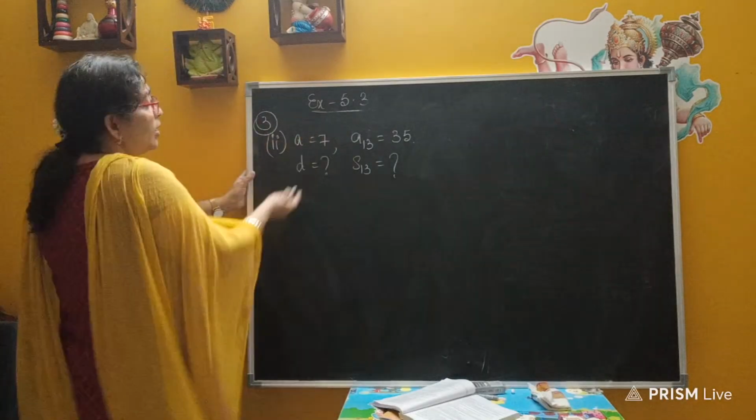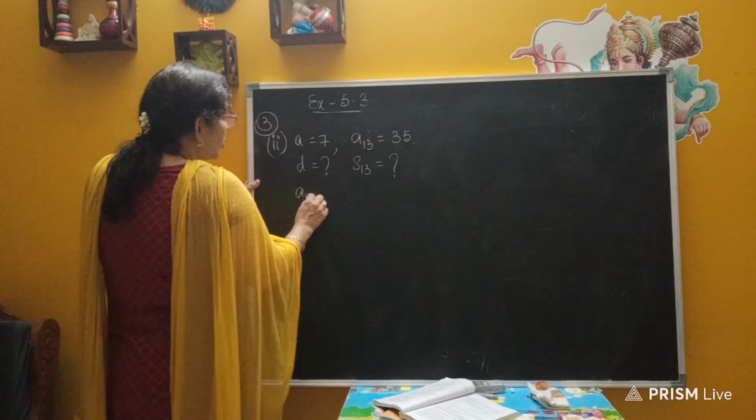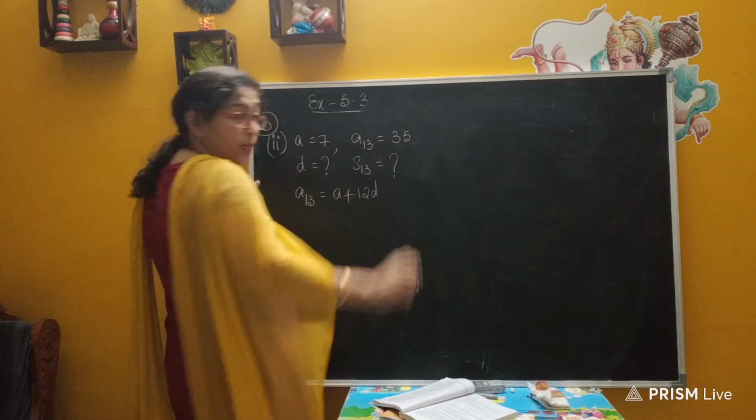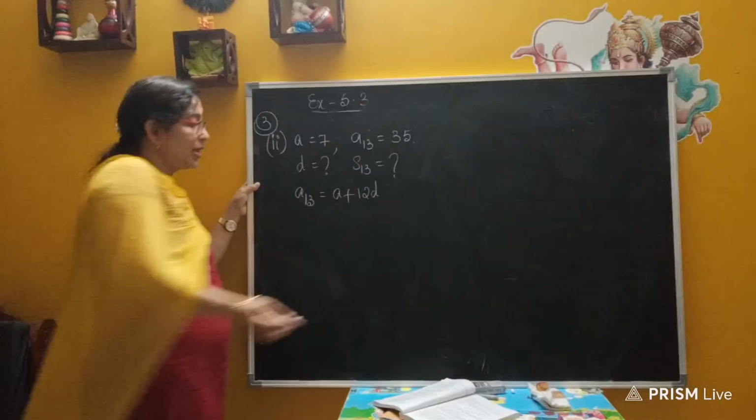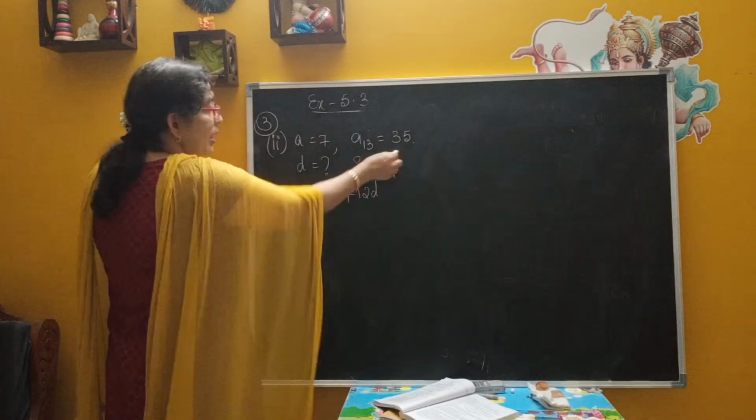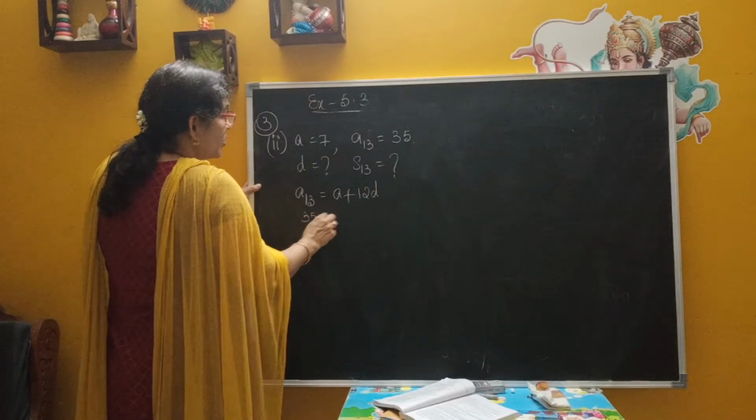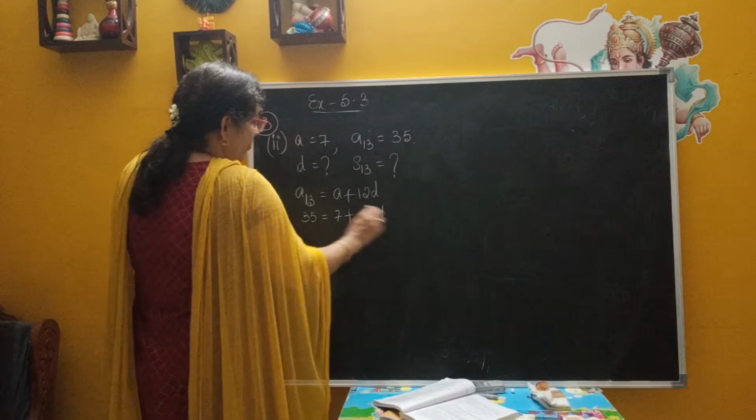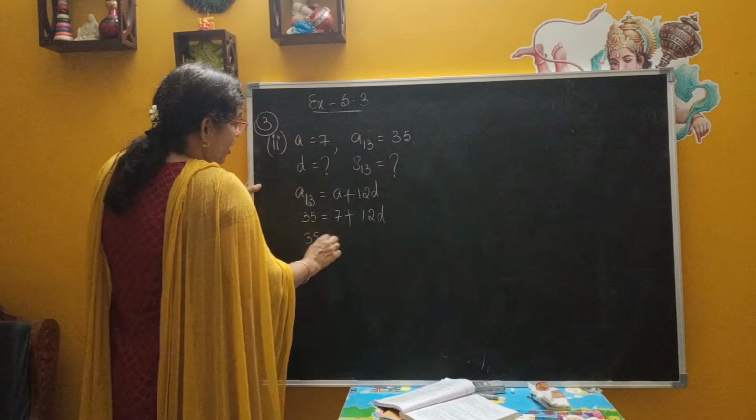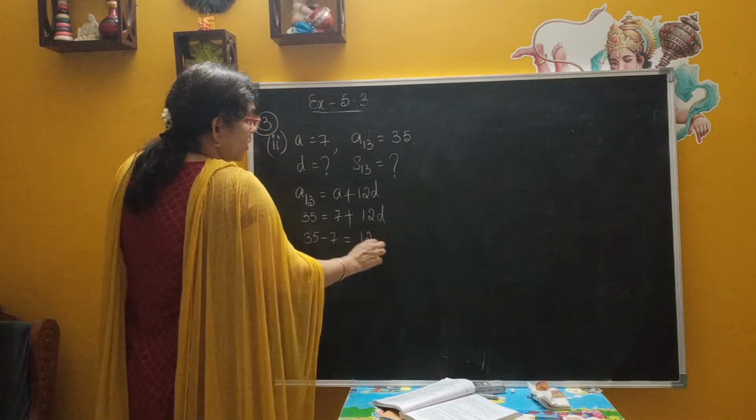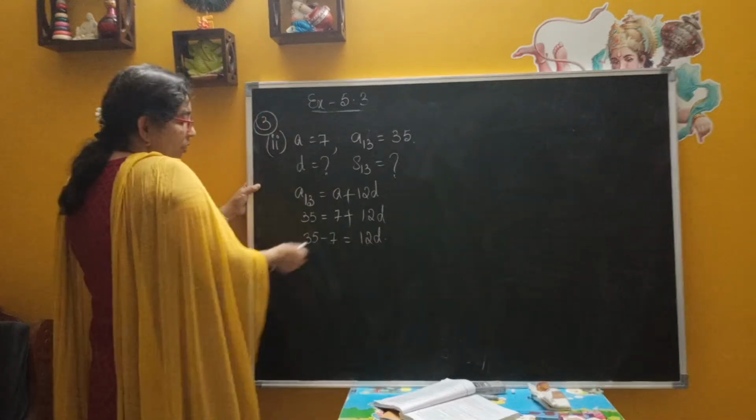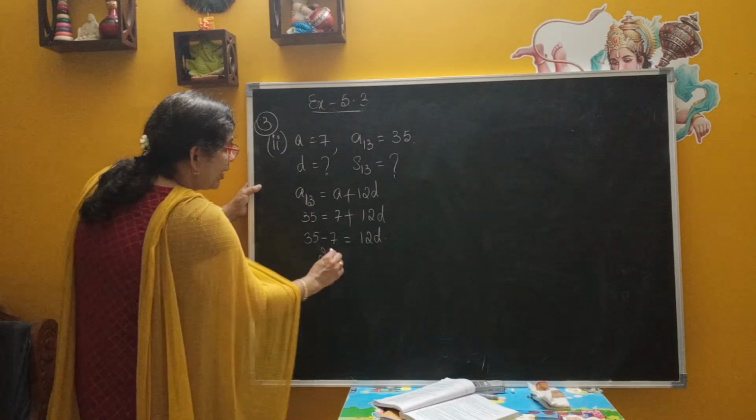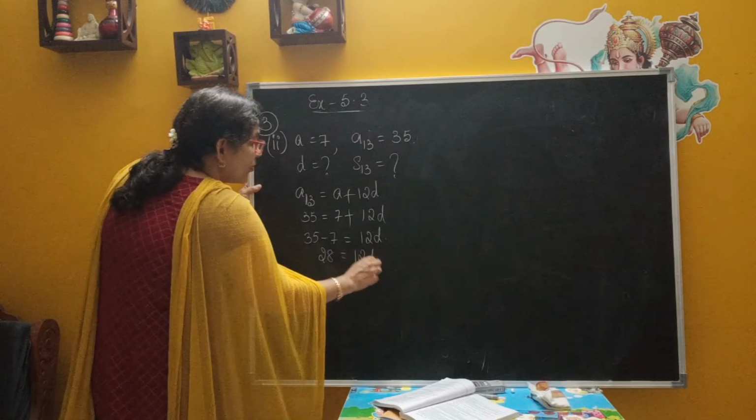So let us write now A13 is equal to, using the formula, how do you write? A plus 12D, N minus 1 into D. Substitute the values. A13 how much? 35 is equal to 7 plus 12D. 35 minus 7 when you transpose is equal to 12D. 35 minus 7 is 28, equal to 12D.